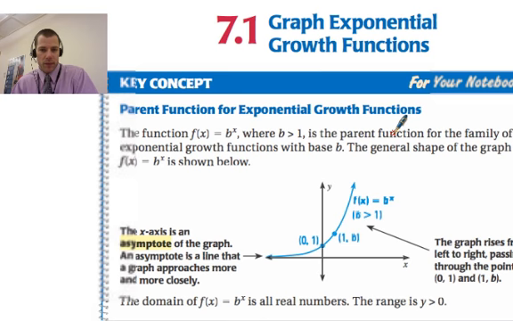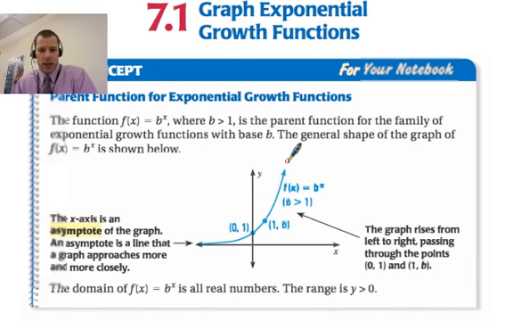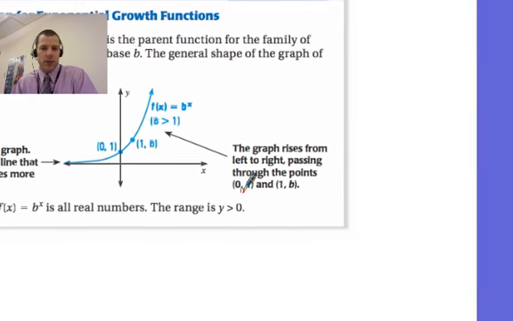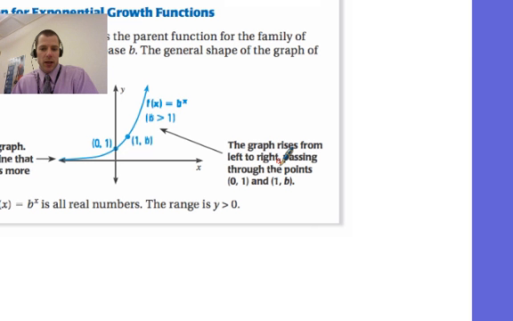We've talked about parent functions being the simplest form of any function to graph. The general shape, we increase from left to right, and when you have just the b value here, b to the x, the 2 points you can plot are 0, 1 and 1 comma b. So this right here is important because it gives us a quick way just to get 2 points on the graph and then draw this thing.